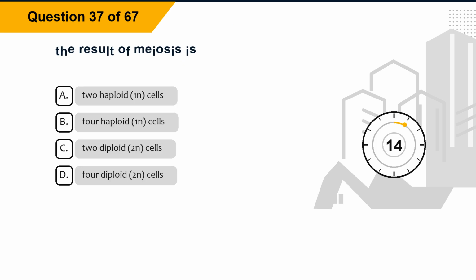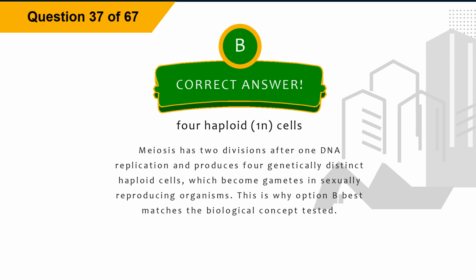Question 37. The result of meiosis is: option A, 2 haploid, 1N, cells. Option B, 4 haploid, 1N, cells. Option C, 2 diploid, 2N, cells. Option D, 4 diploid, 2N, cells. The correct answer is option B, 4 haploid, 1N, cells. Explanation. Meiosis has 2 divisions after 1 DNA replication and produces 4 genetically distinct haploid cells, which become gametes in sexually reproducing organisms. This is why option B best matches the biological concept tested.